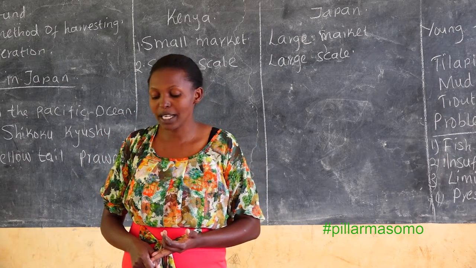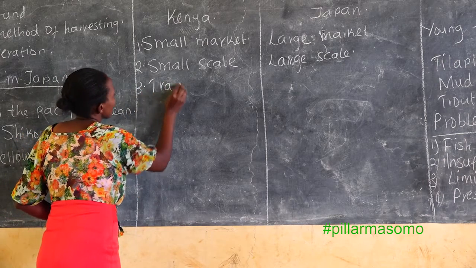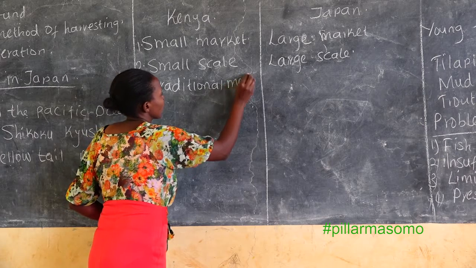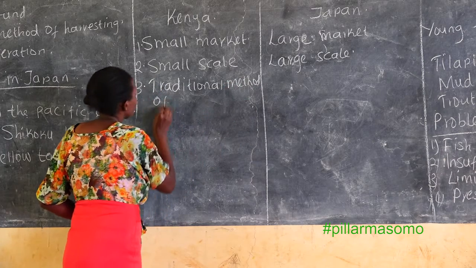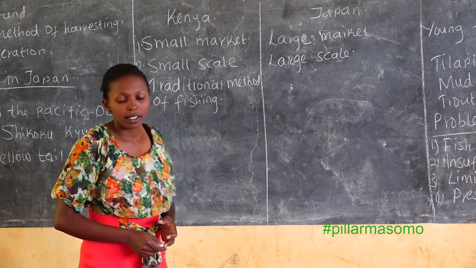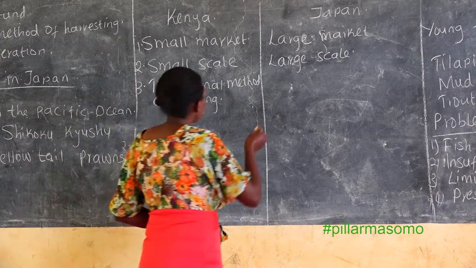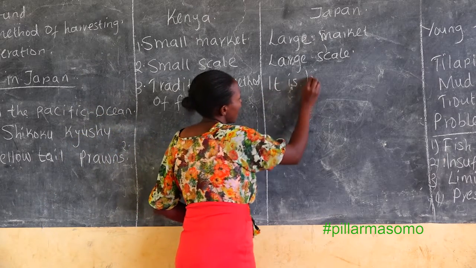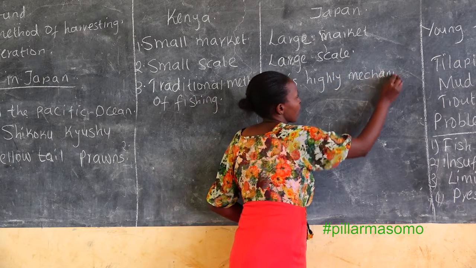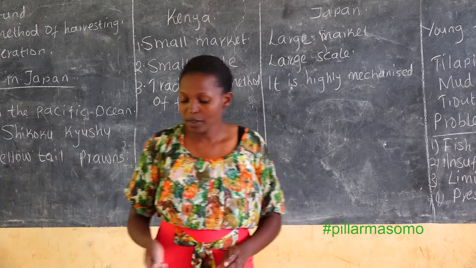Then we have the other one. Most fishermen use traditional methods of fishing. That one is in Kenya. So they use the traditional method of fishing, and then in Japan it is highly mechanized.